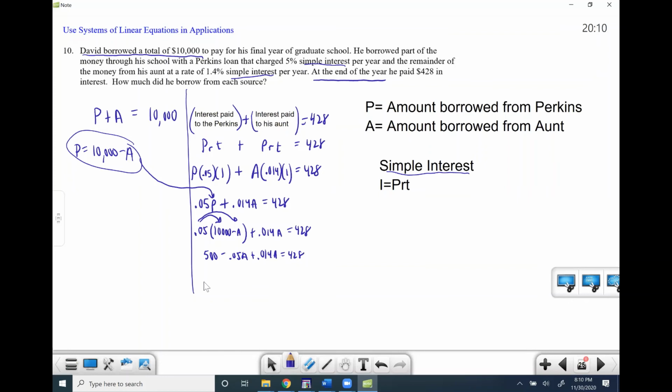Okay, so we'll combine like terms. So 500 and whatever the heck that is. So negative 0.05 plus 0.014. I'm getting negative 0.026. Take away 500.